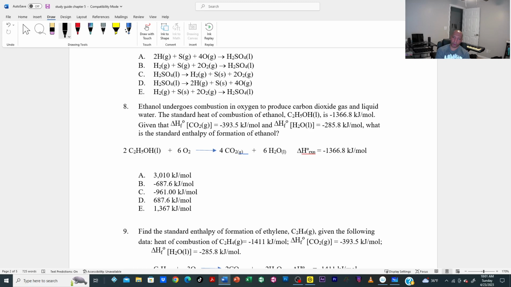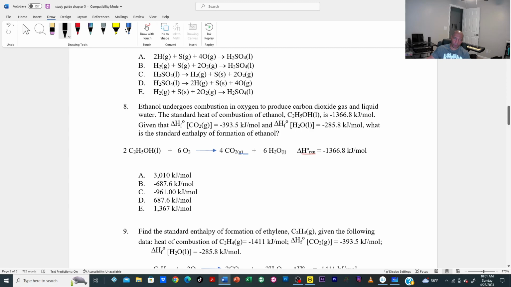Okay, now let's see if we can do 8. Ethanol undergoes combustion in oxygen to produce carbon dioxide gas and liquid water. The standard heat of combustion of ethanol is negative 1,366.8.